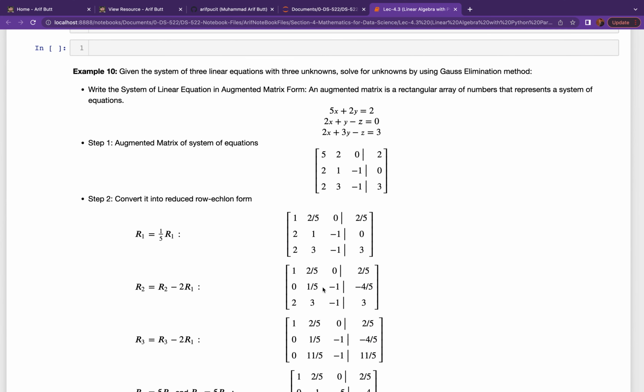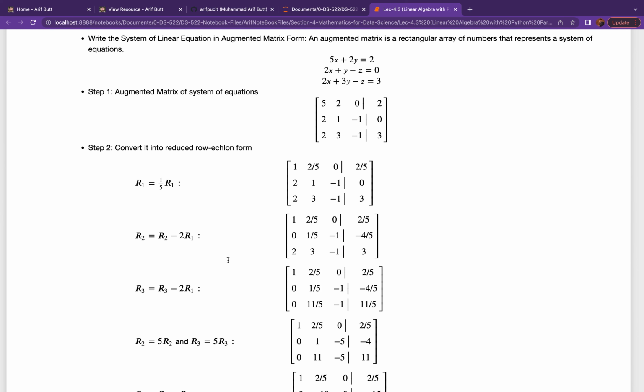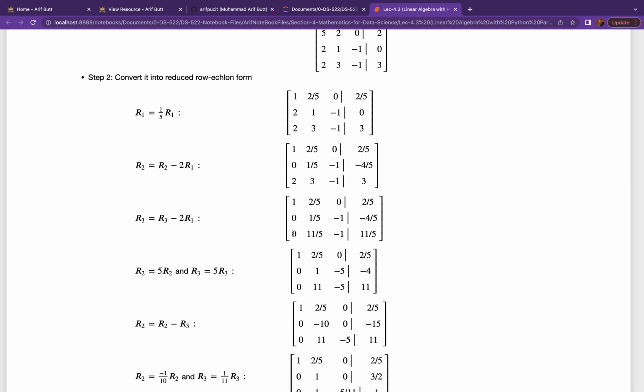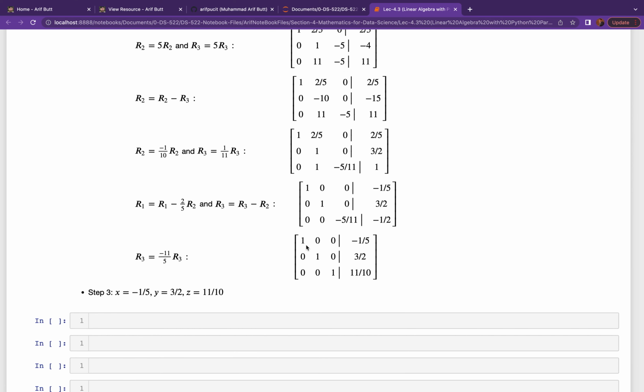I have solved this example, you can solve it using paper pencil. So these are the system of linear equation, three linear equations having three unknowns. This is the augmented matrix, and these are the various operations that I have performed on the different rows to finally reduce the matrix to this reduced echelon form, and we have the result. Great.